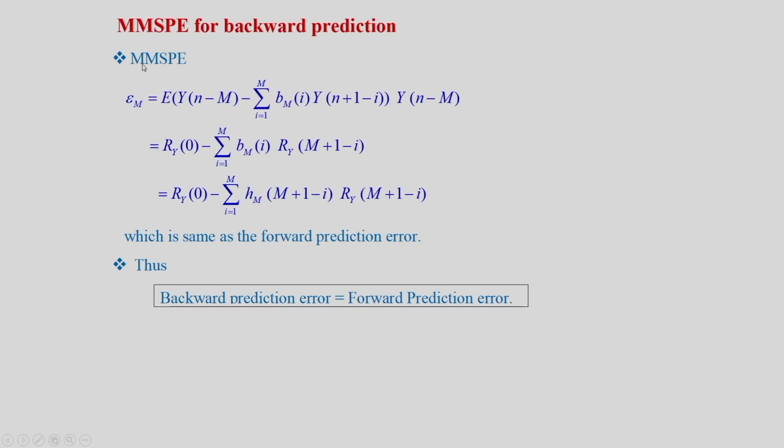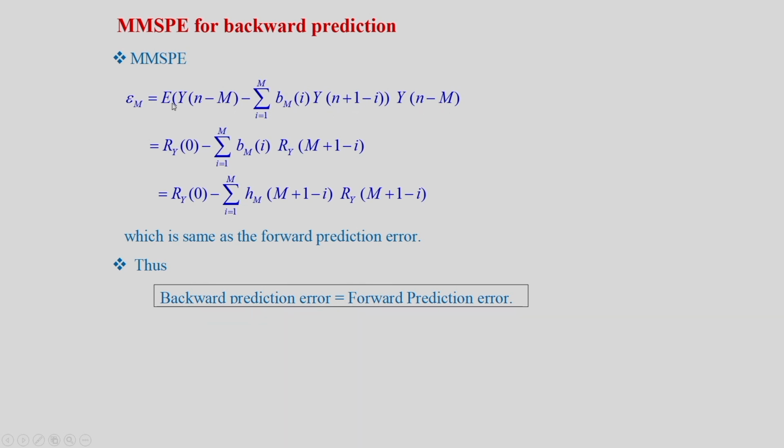MMSPE, the minimum mean square prediction error, is given by E of (y[n-m] minus summation b_m(i) y[n+1-i], i going from 1 to m) into y[n-m], that is using the orthogonality condition. Here, the remaining terms will contribute 0 because of the orthogonality of the error. This is the error to the data.